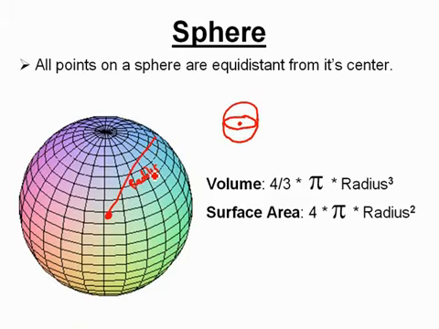So the volume of a sphere is really, really simple. 4/3 times pi times radius cubed. And the surface area of a sphere is 4 times pi times radius squared. Really simple. There's not much to know about spheres.